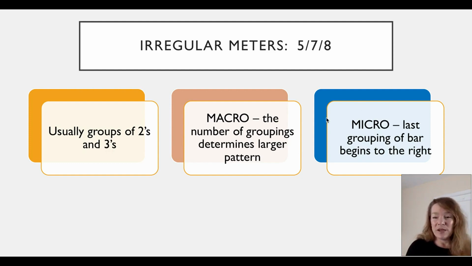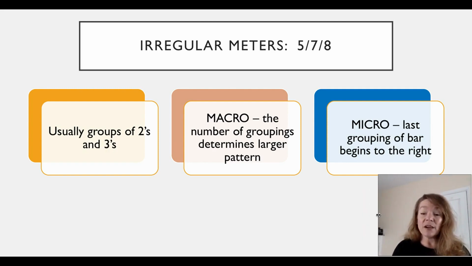The micrometer, if you are conducting in a larger pattern conducting every single pulse, the last grouping of the bar begins to the right. So for example, if I'm conducting in 5, 1, 2, 3, 4, 5, or 1, 2, 3, 4, 5. Okay, so you can understand then the groupings within the bar as you're conducting the micrometer.